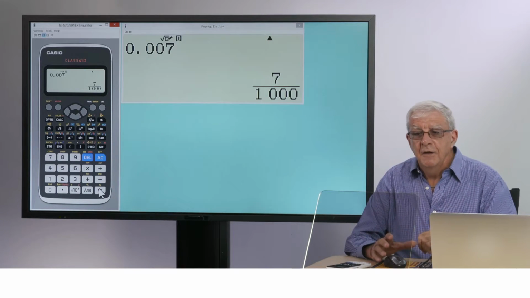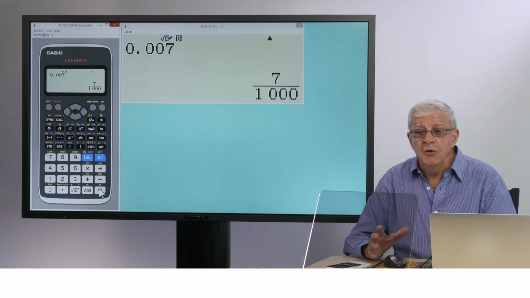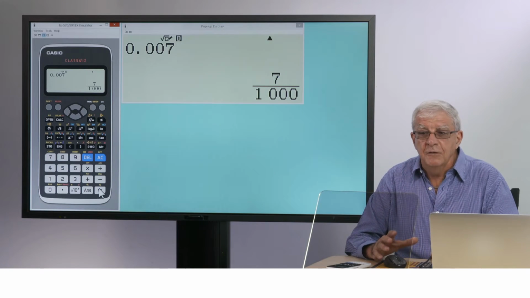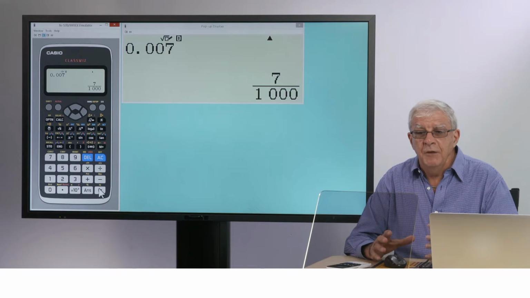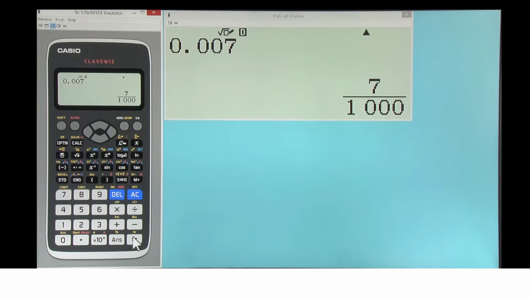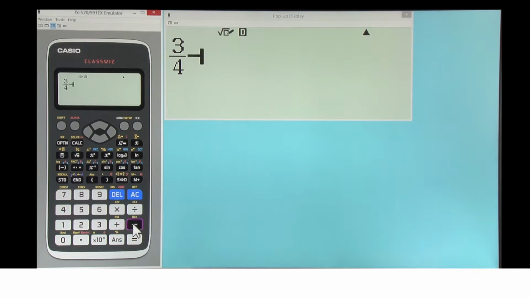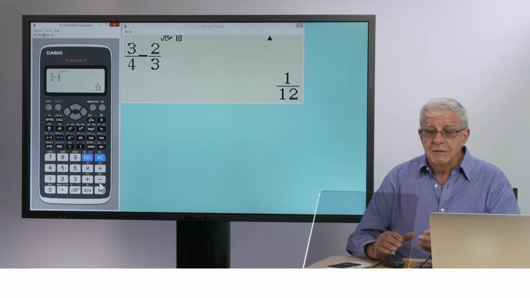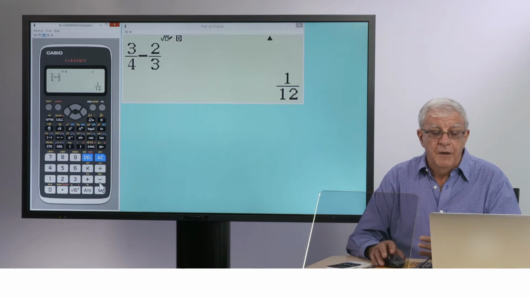Thinking about fractions, students with a ClassWiz can complete any computation with fractions without tedious formal rules, which are frequently misunderstood or slavishly followed. Let's look at an example. To see the difference between 3/4 and 2/3, students can subtract one from the other. 3/4, move to the right to move the cursor out of the fraction, subtract 2/3, and the result is given immediately as 1/12.